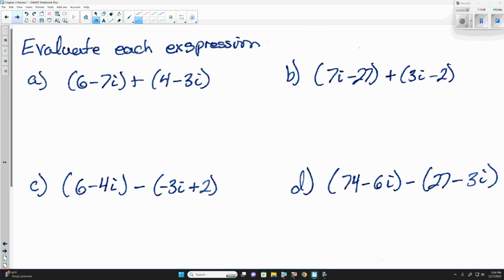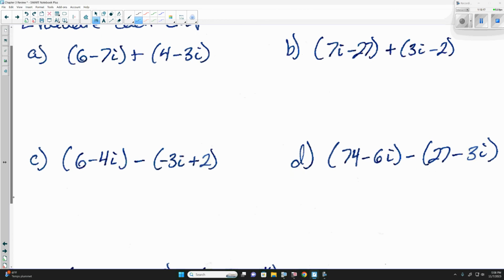Evaluate each expression for any of these here. I'm going to do one of them. Well, no. We could do these by hand or we can do these in the calculator. If we do these by hand, for addition, we would just drop the parentheses: 6 minus 7i plus 4 minus 3i. Add our real terms, 6 and 4. 6 plus 4 is 10. Negative 7i minus 3i. Negative 7 minus 3 would be negative 10i.